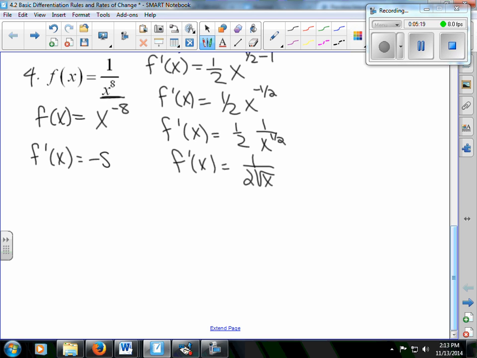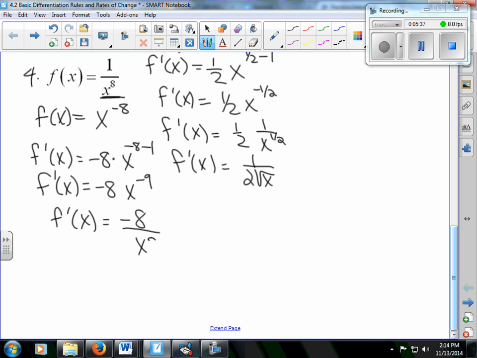So I put the exponent in the front, negative 8x, and now my new exponent is my old exponent minus 1. So what's negative 8 minus 1? It's negative 9. And so f prime of x is actually negative 8 over x to the 9th power.